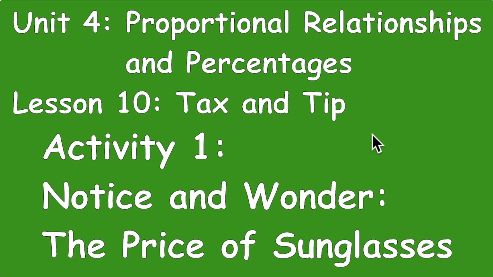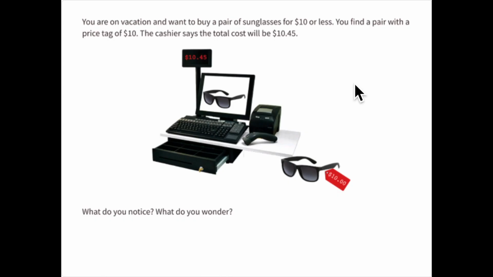This is Activity 1, Notice and Wonder: the Price of Sunglasses, from Lesson 10, Tax and Tip, and Unit 4, Proportional Relationships and Percentages. In this activity, you are shown this image of purchasing a pair of sunglasses. So those sunglasses cost $10. But to walk out the door, you have to pay another 45 cents. So exactly what is going on in this image?